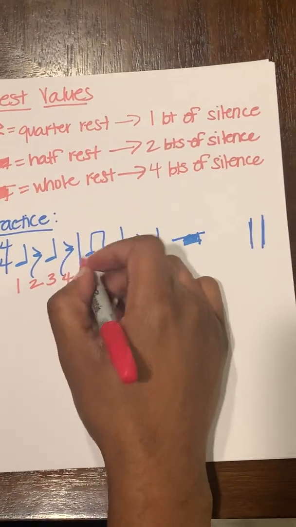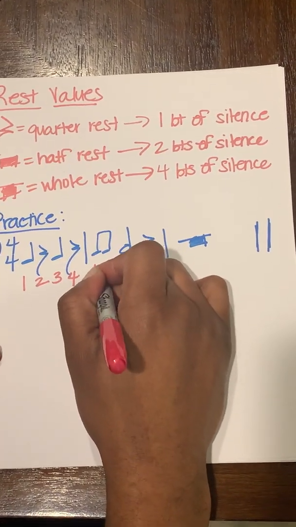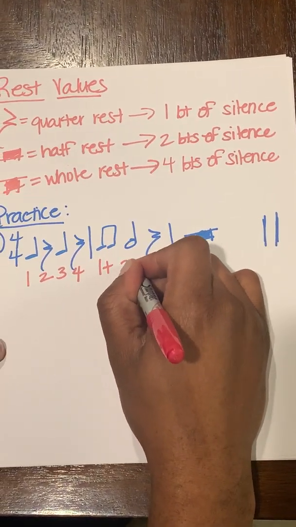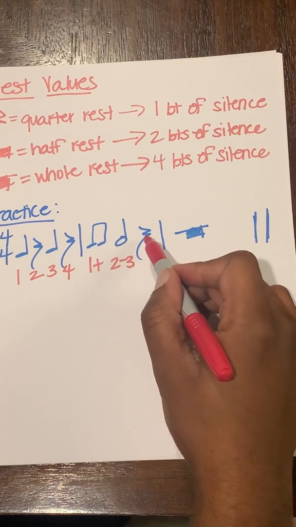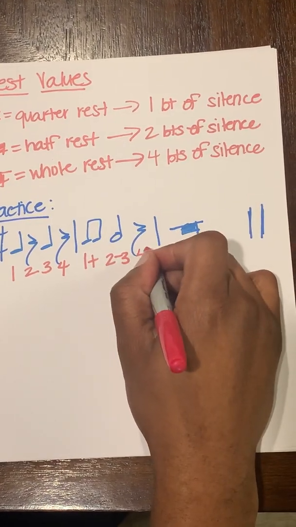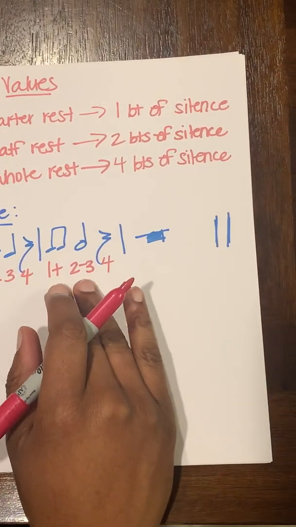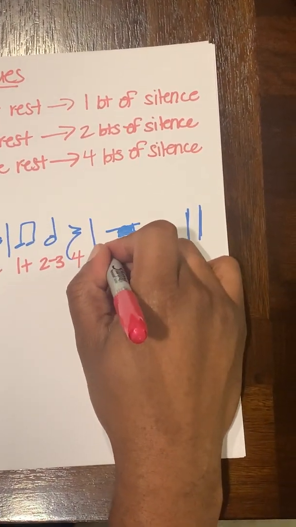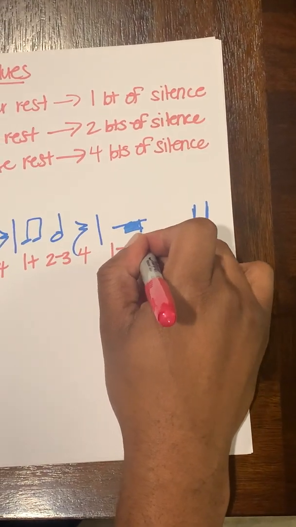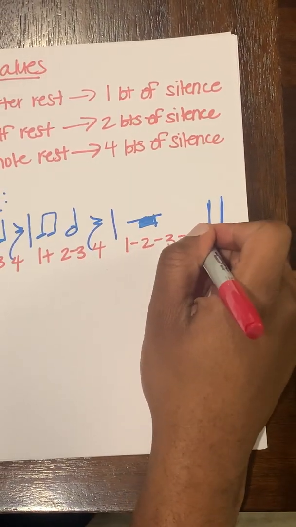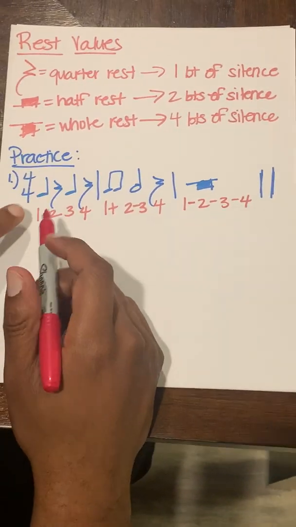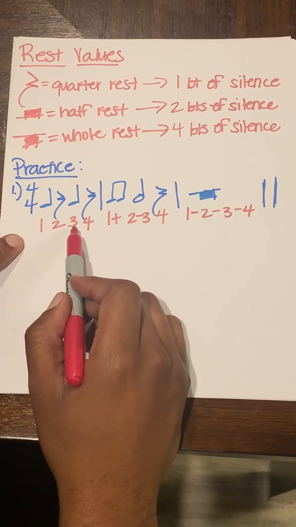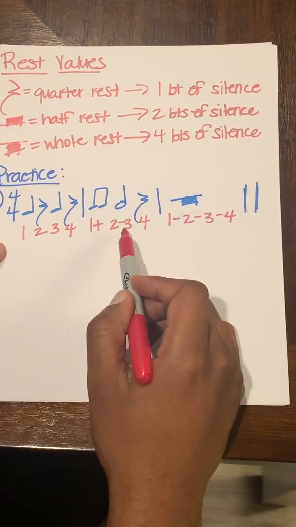Moving on to the next one. Eighth note, 1 and. The half note receives 2 beats, 2-3. This quarter rest falls on beat 4 in this measure. This measure is now complete. Our last and final measure, the whole rest receives 4 beats of silence. So you will write 1-2-3-4. All right, now, if we were to perform this aloud, it would sound like this. Ta, ta, ti, ti, ta.